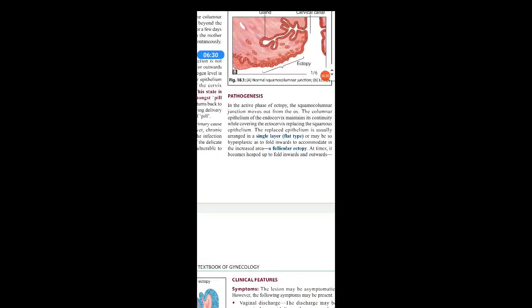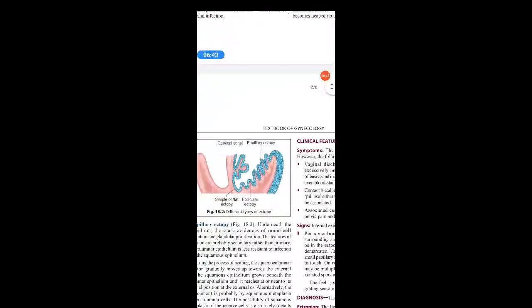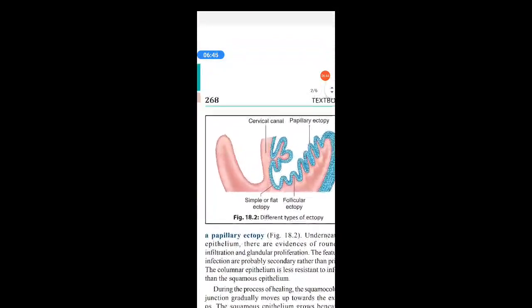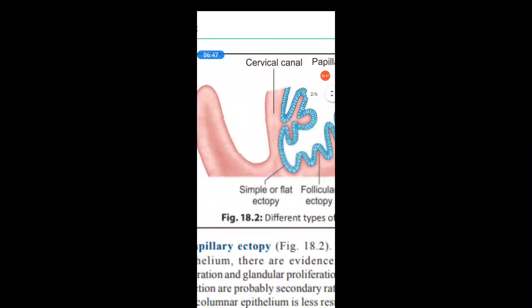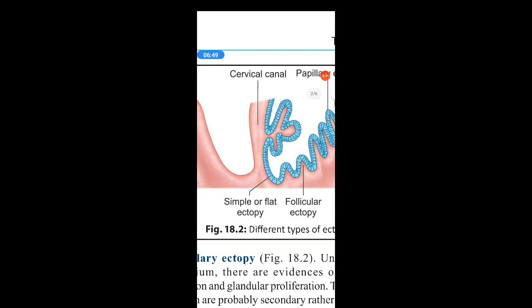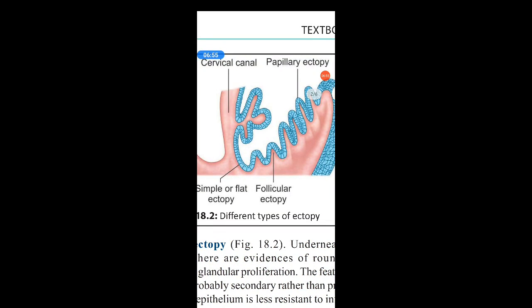So what do you mean by flat type or a single layer? Here the replaced epithelium is arranged in a single layer, and when it is replaced with a single layer, it is called a flat type. You can see here, this is the flat type of ectopy. Here the single layer of squamous epithelium is replaced with columnar epithelium. This is the simple ectopy or the flat ectopy.